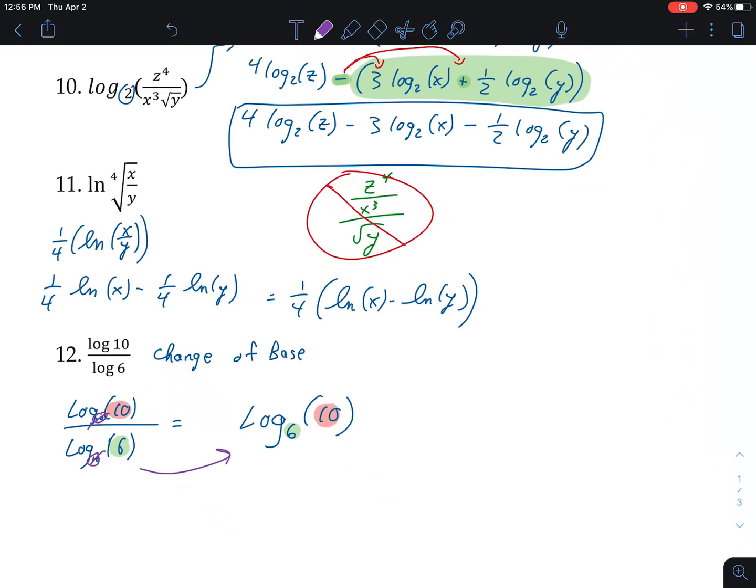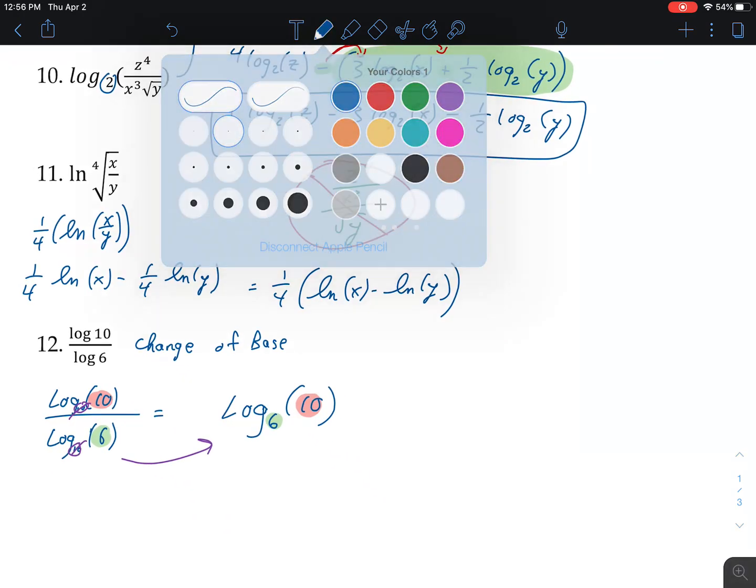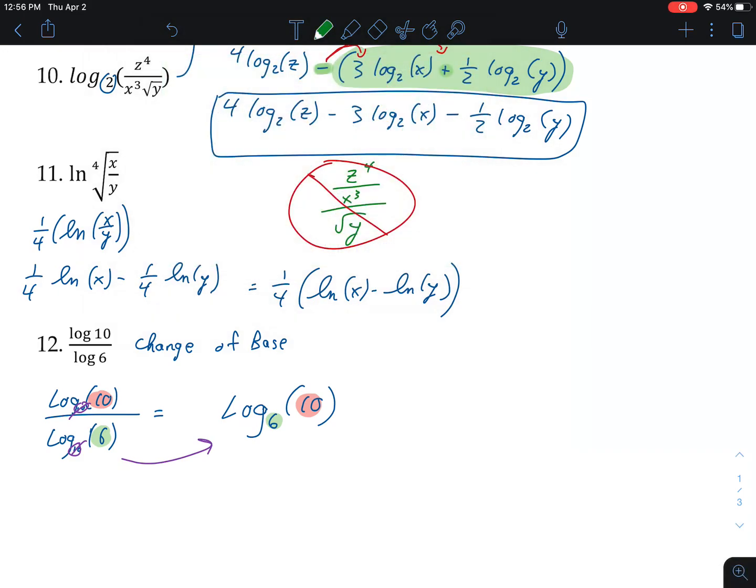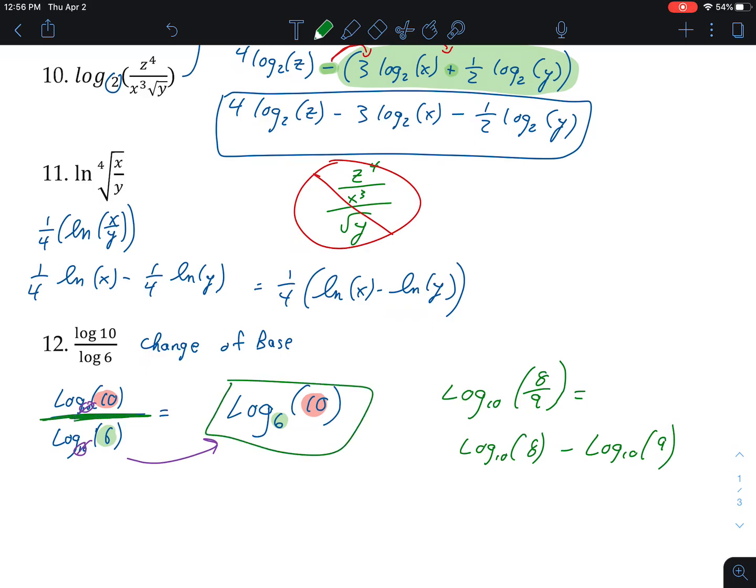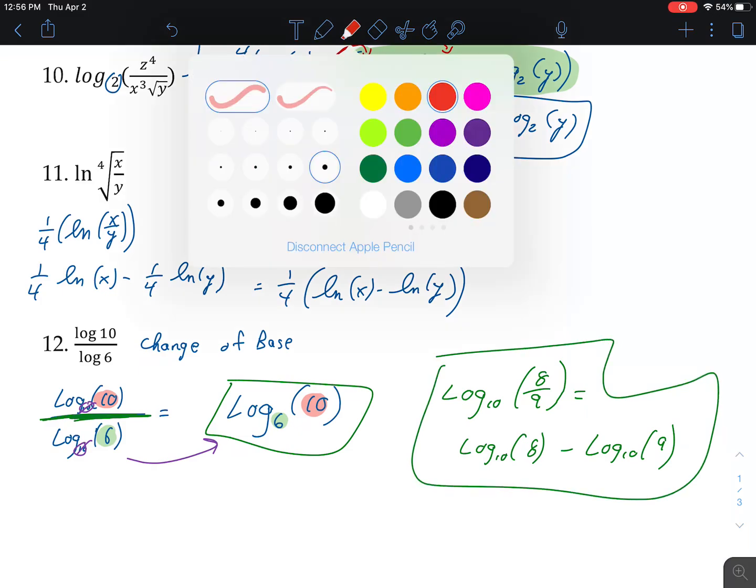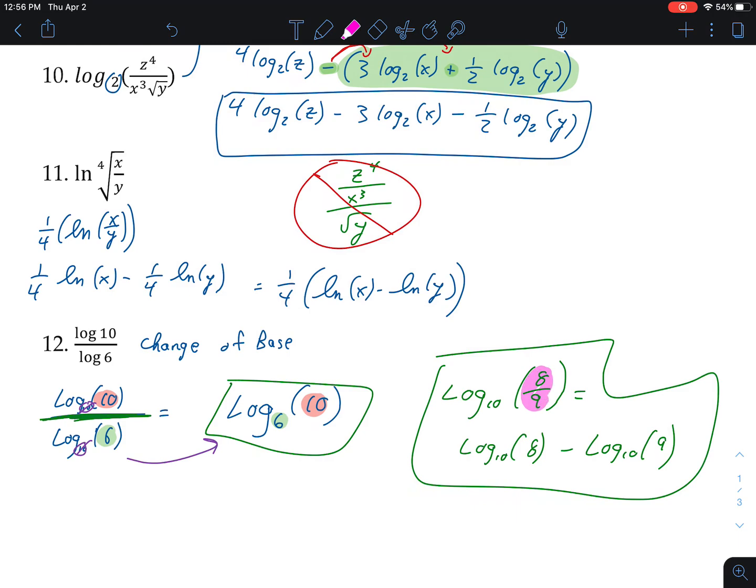That doesn't matter. I think what the problem was, some people were viewing it as this type of problem, where if I had log base 10 of 8 over 9, that would be log base 10 of 8 minus log base 10 of 9, right? When the full log is divided by another log, we write it like this, right? This is one thing when there's a division on the inside.